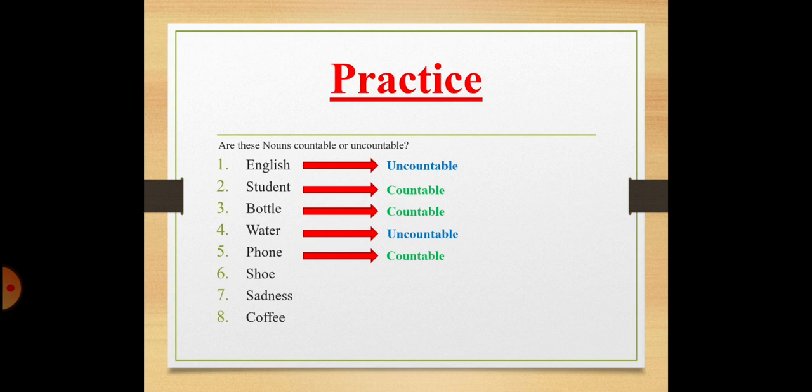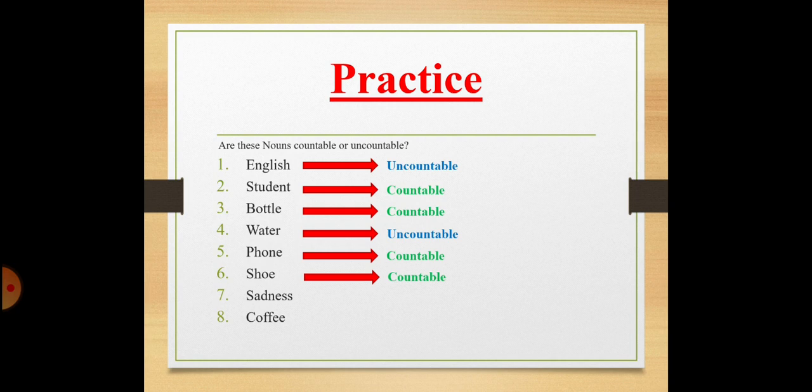Okay? What about shoe? We can actually say shoes. Shoes are countable. 1 shoe, 2 shoes, 3 shoes. We often talk about a pair of shoes, but we can also count shoes individually. Okay?